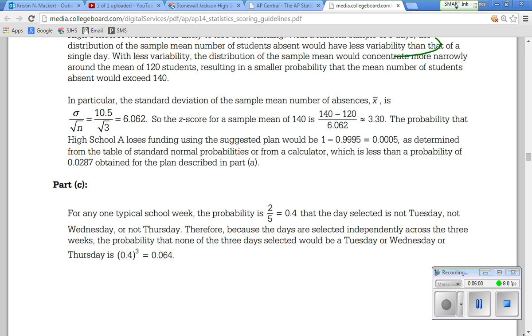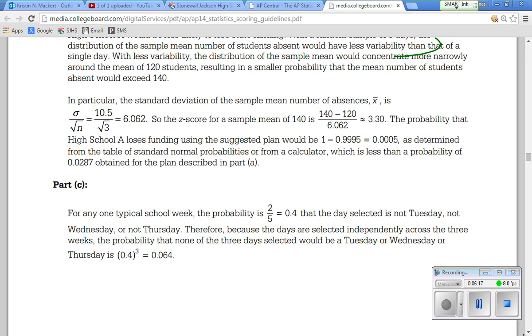So 2/5, and then it's just to the 3rd power. Or you could have done 2/5 times 2/5 times 2/5. That's probably what I would have done, slot diagram, and gotten 0.064. I thought this was a pretty straightforward question, personally.